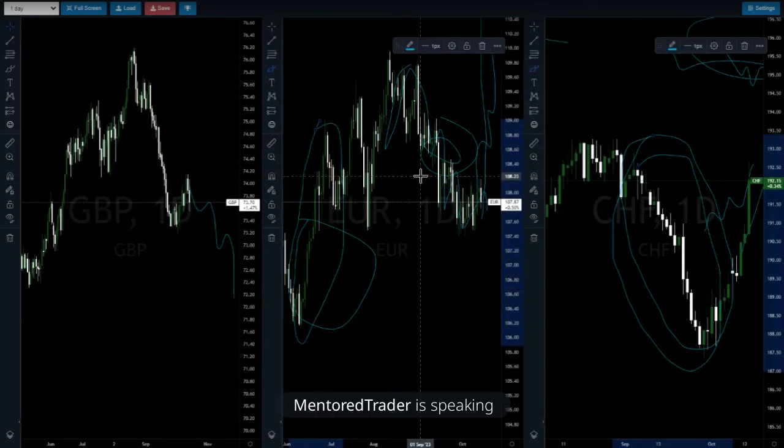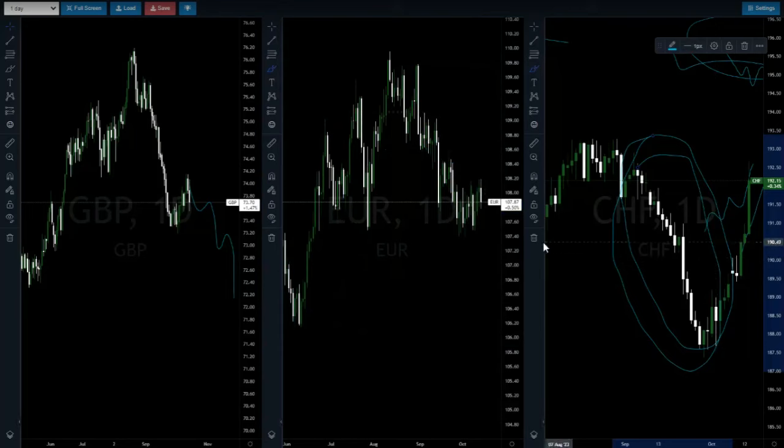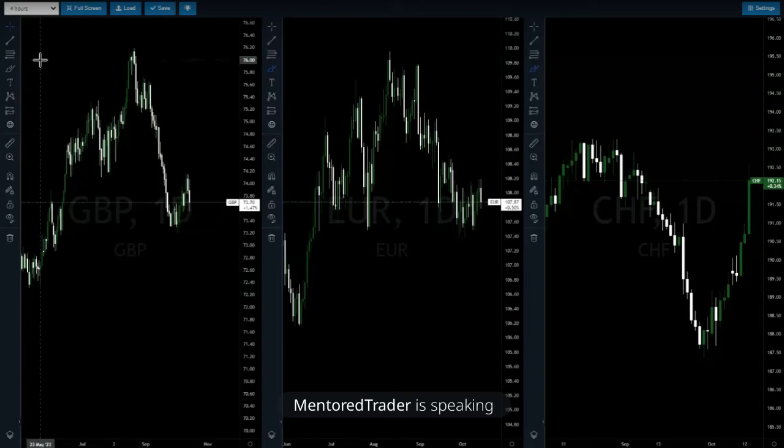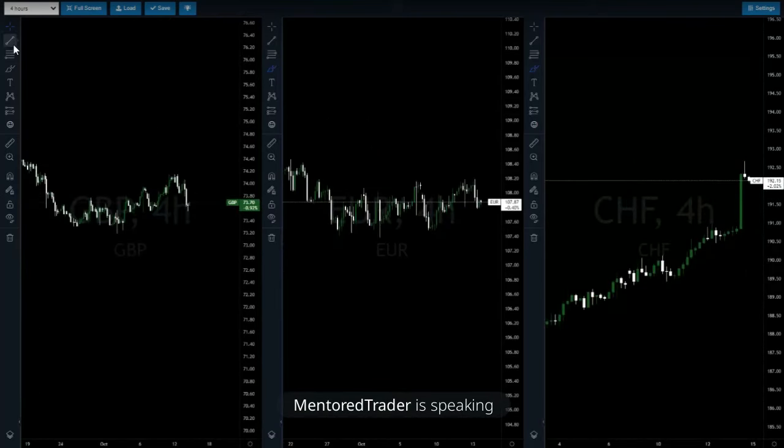Now let's look at lower time frames. Let's look at the 4-hour time frame. Remember, we started with the weekly, daily, then 4-hour. So this is the 4-hour time frame.